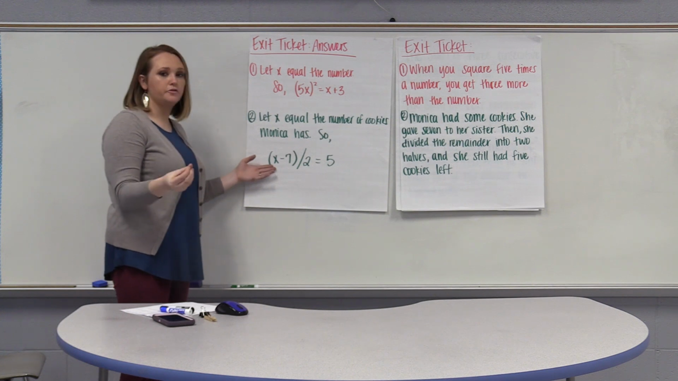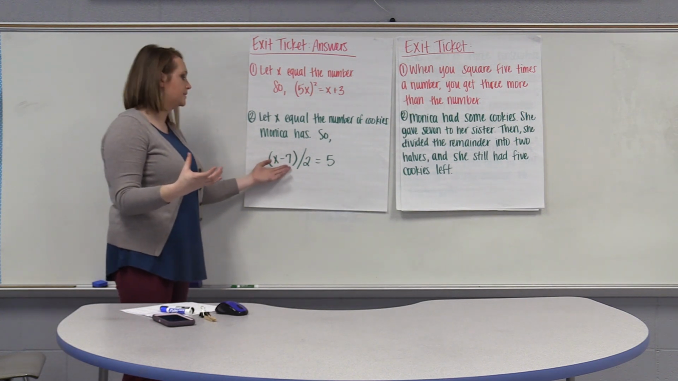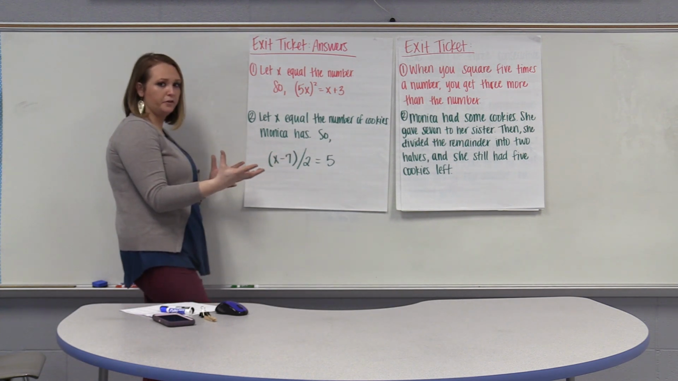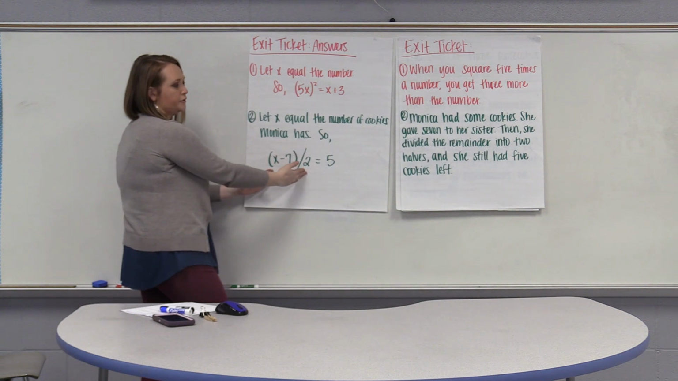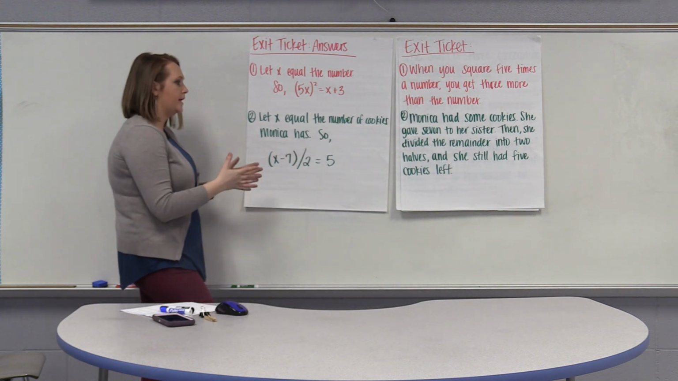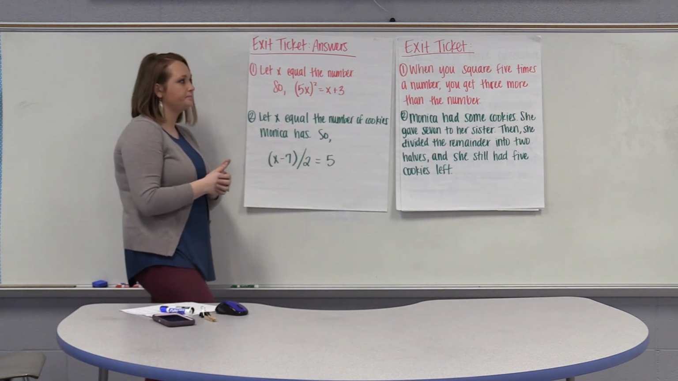She gave 7 to her sister. So her amount of cookies decreased by 7. And then that remaining amount of cookies she had, she divided it by 2, or she broke it into 2 halves. And she still had 5 cookies left.